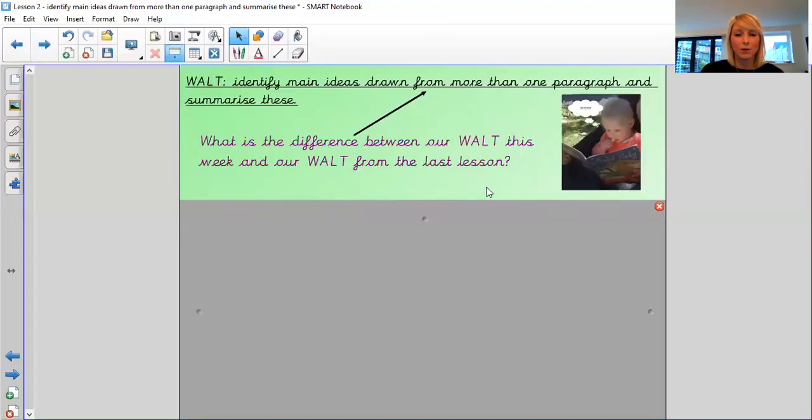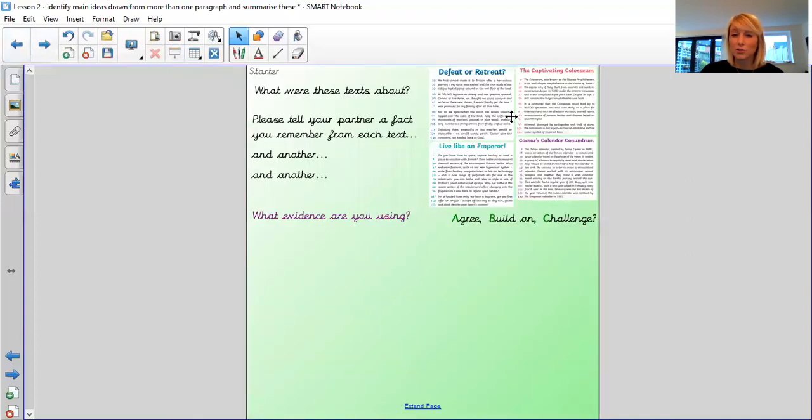So let's have a look at that WALT then. It is very similar to the WALT we had from last lesson, but if you notice, it says now from more than one paragraph. So the text that we were looking at last time were just short texts, just a paragraph or 2 at most.